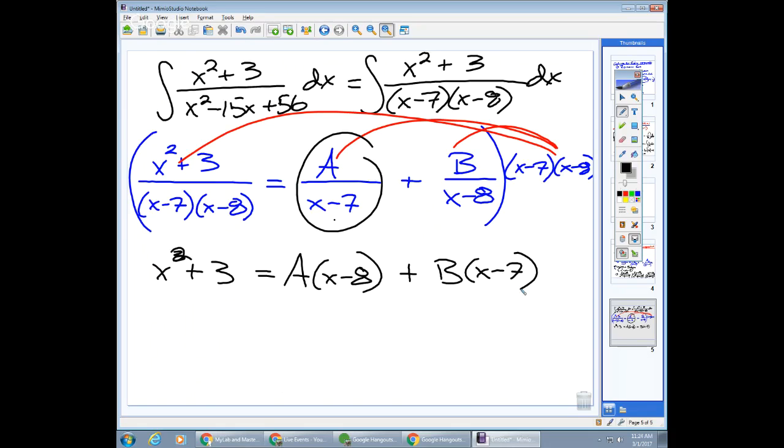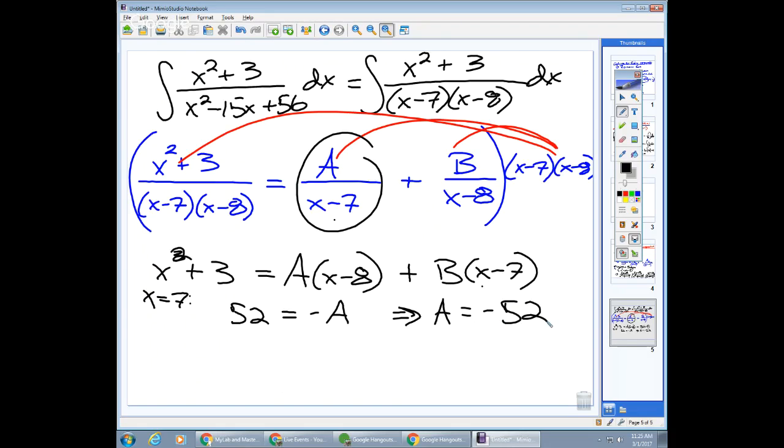Two different ways to handle it from here. One way is to pick convenient values of x and see what happens. Wouldn't it be nice if x were 7, for example? If we pick 7 for x on this side, what do we get? If x equals 7, then here we'll get 49 plus 3, which is 52, equals 7 minus 8 is negative 1, so I'll get a negative a. That's nice. That tells me that a has to be negative 52.